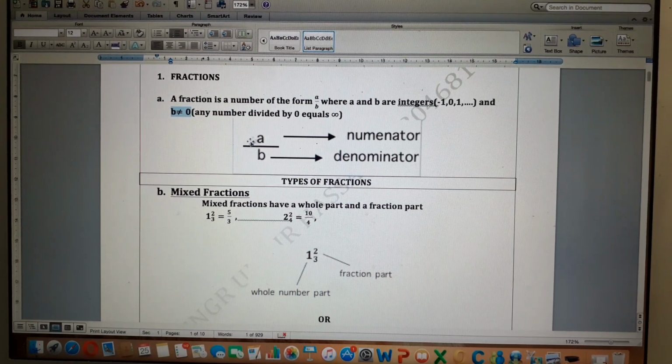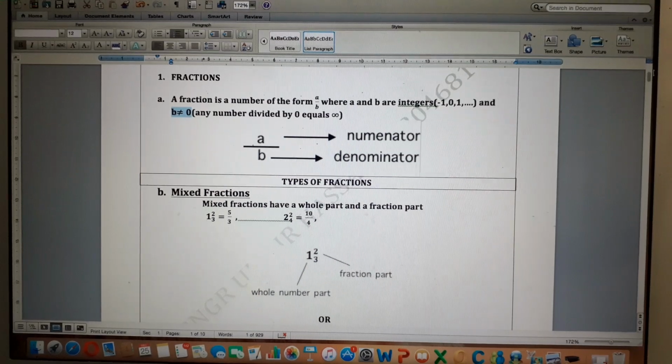Because if anything in the denominator is 0, then the answer will be infinity. Moreover, in a fraction, a represents the numerator, which represents part out of whole, while b represents total parts. So here b cannot be equal to 0.